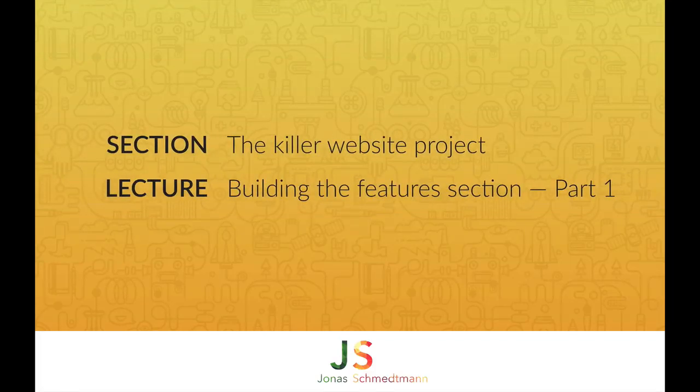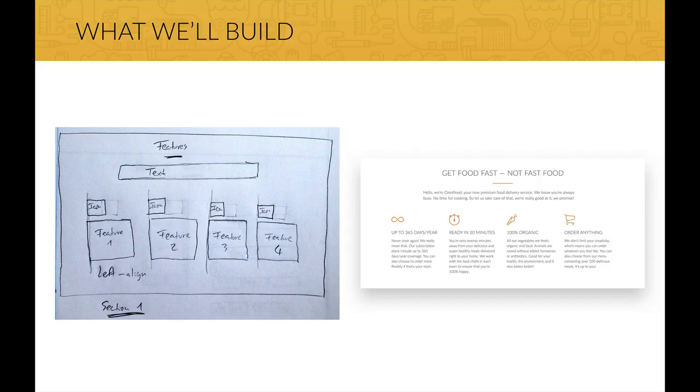Welcome to the next lecture. After building the header in the last lecture, let's build the features section right now. So this is the nice clean features section we'll build based on my sketch. Just a nice heading, some text, and then the features explained in 4 columns. This should not be so hard, right?